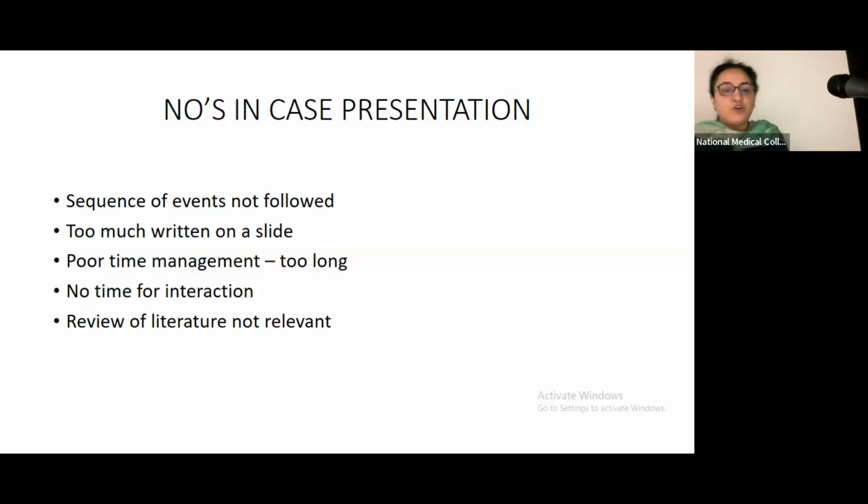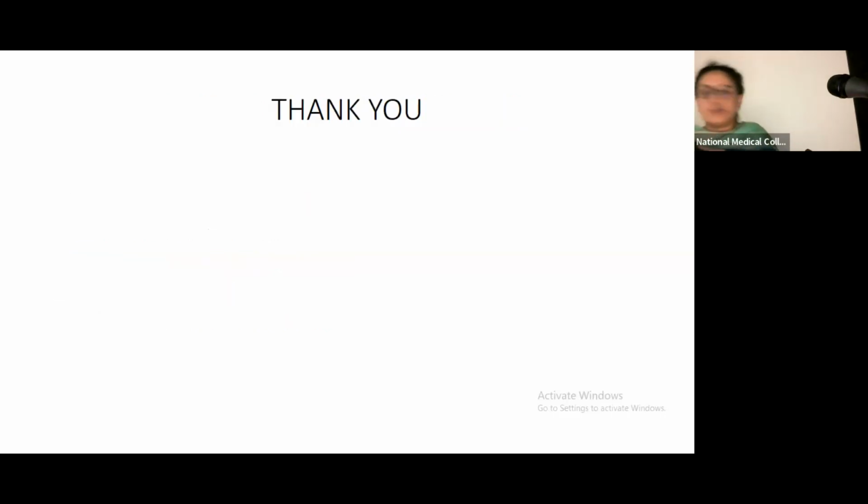And review of literature is not relevant. Don't give a review of literature. Whenever you present at a mortality meeting or an interdepartmental, don't give a review of literature of 5, 6 slides and 5, 6 pages. Give relevant points, relevant case studies, relevant case histories in these cases. So this is the basic case presentation which you have to follow for the next 3 years. Thank you.